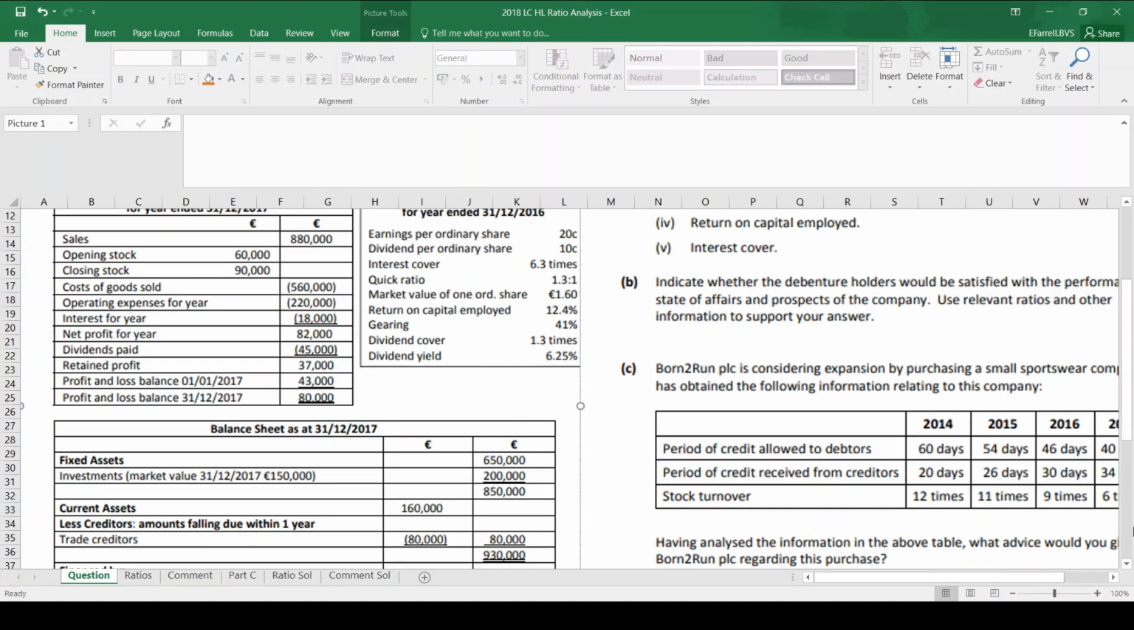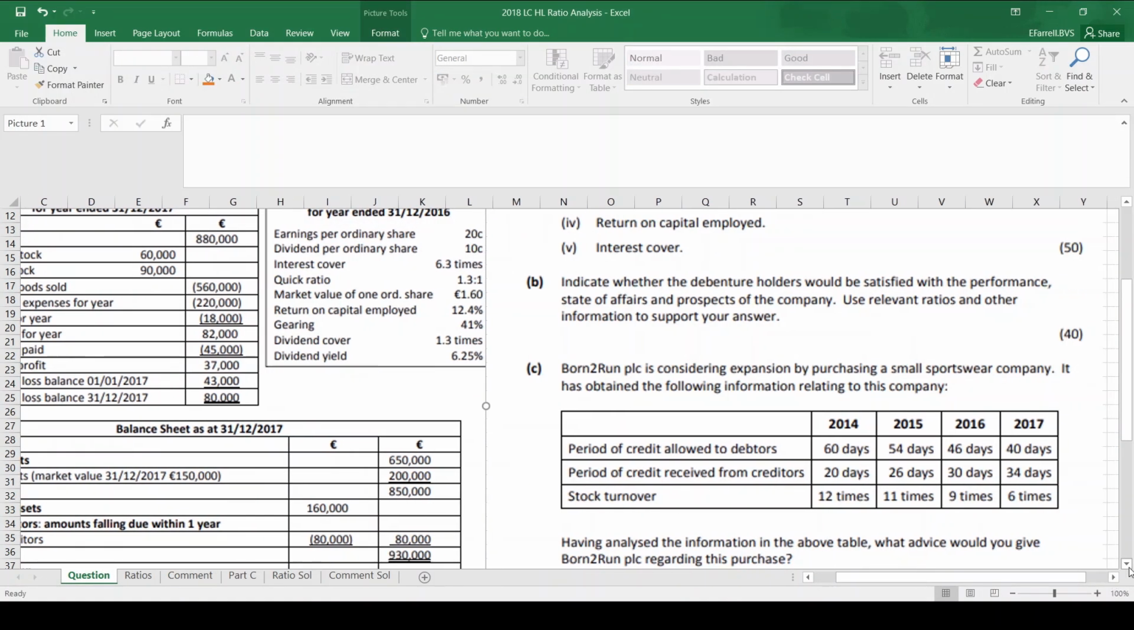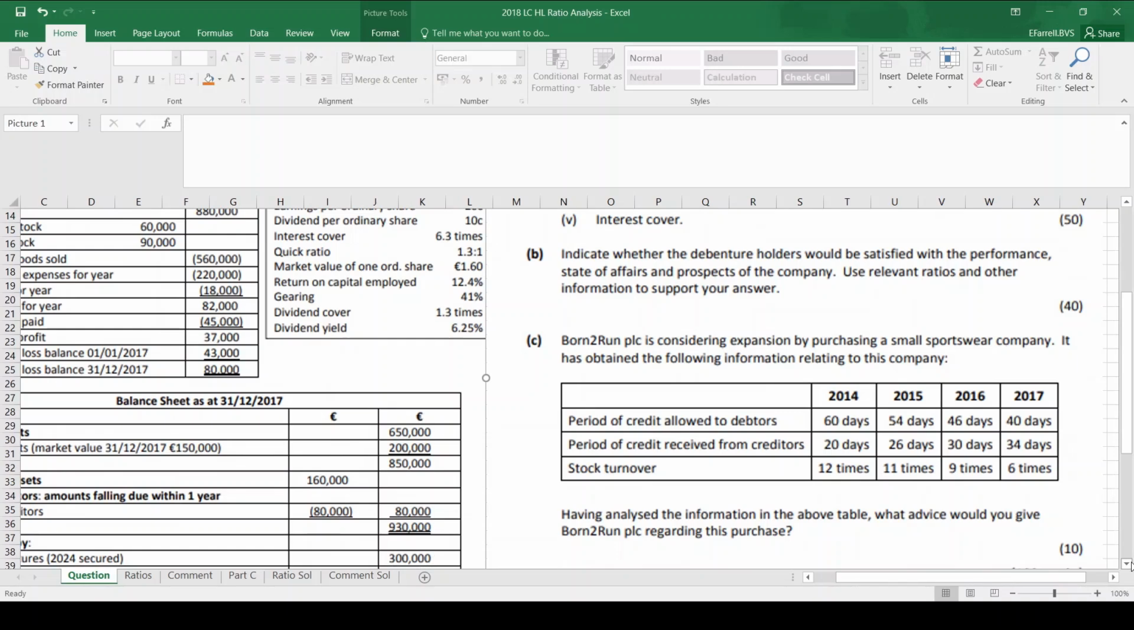Part C of the question. So sometimes part C is a little bit of theory. Sometimes it's kind of more working on figures or ratios. So here it says, Born to Run PLC is considering expansion by purchasing a small sportswear company. It has obtained the following information relating to that company.